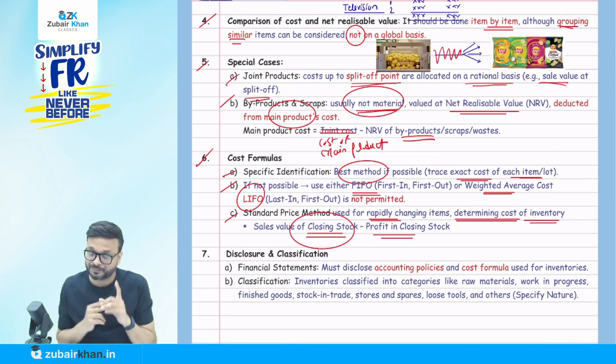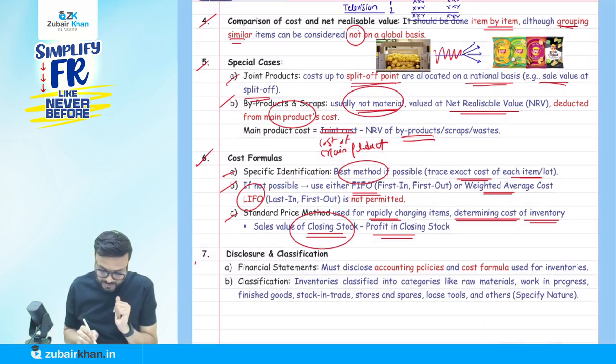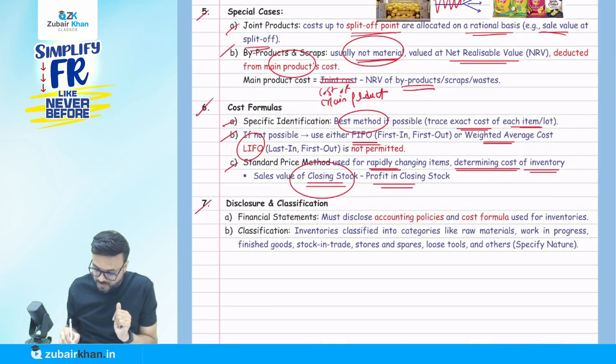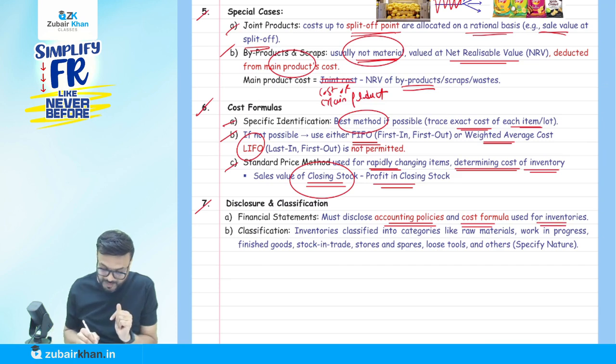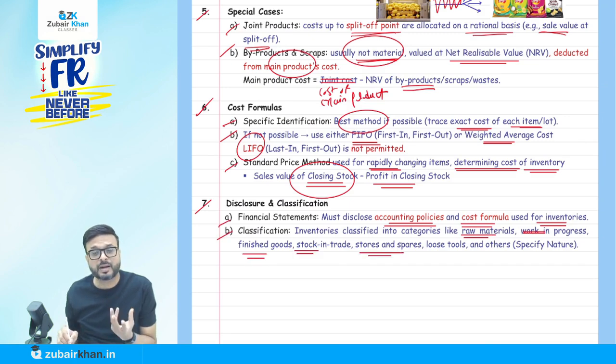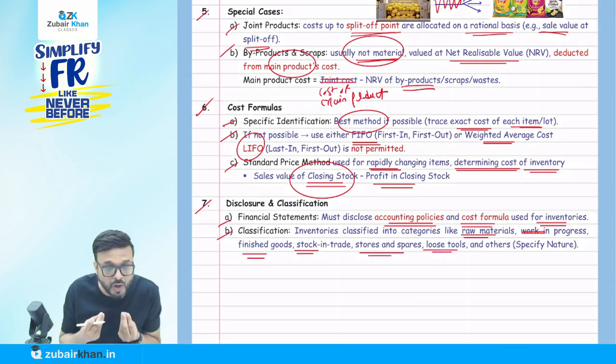Okay. Now, the last part is the disclosure and classification. In the financial statement, I will disclose the accounting policy which I follow, like the FIFO or weighted average cost formula used for the inventories. Classification: my inventory might be raw material, WIP, finished goods, stock in trade, stores and some spare parts, loose tools, if they meet the definition of inventory.